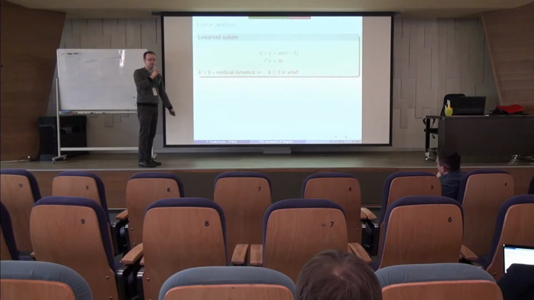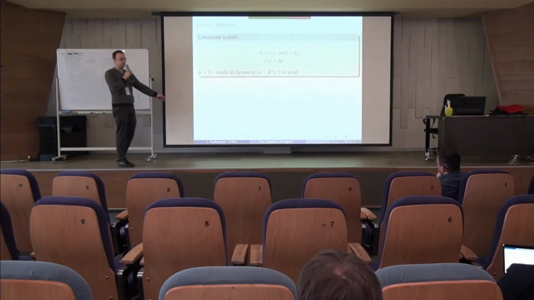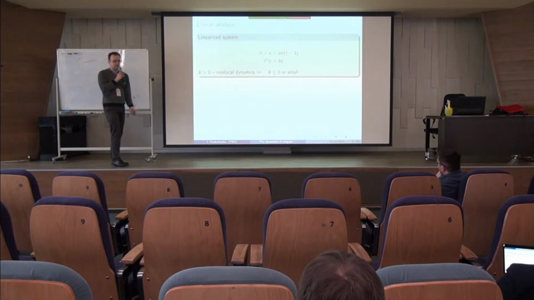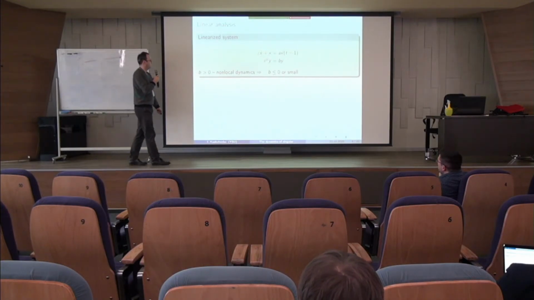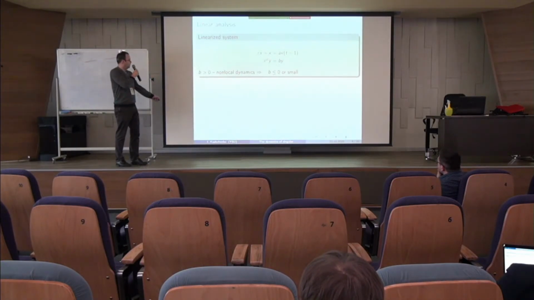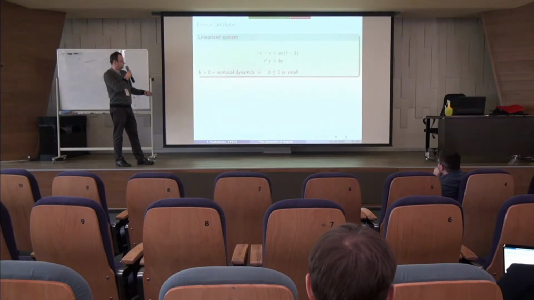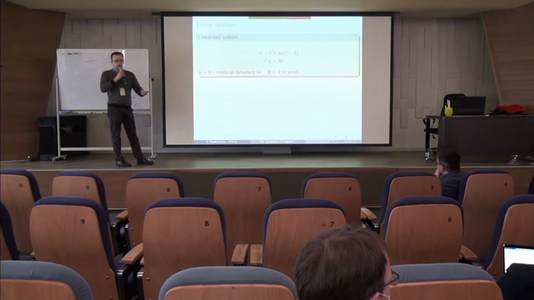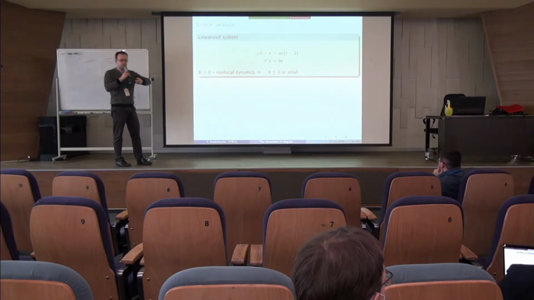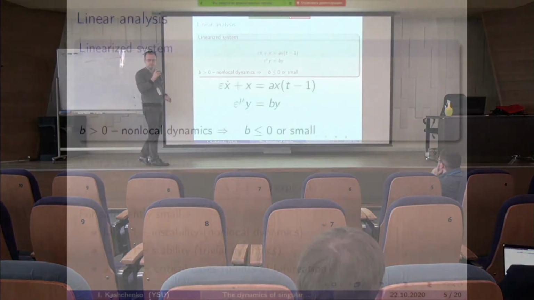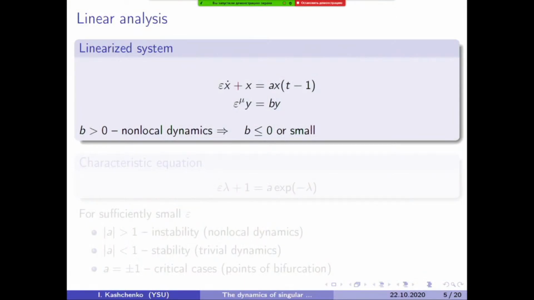Yes, thank you. Of course, it should be dot over y. And if b is positive, then it tends to infinity. So the solution is non-local, and the problem becomes non-local. This is not a problem for our research. So let b be non-positive or small enough.